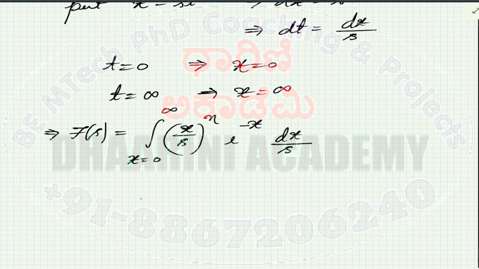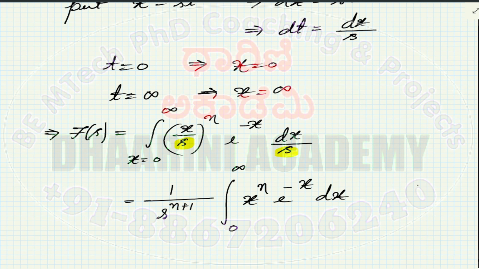Okay, so this is equal to, let's try to take the constant out. There is an s to the n here and another s here. So I'll just highlight that. So there is an s with the power n, there is another s with the power 1. So s to the n and s to the 1 is s to the n plus 1 in the denominator. So this is s to the n plus 1. Then x is equal to 0 to infinity. This is x to the n e to the minus x dx.